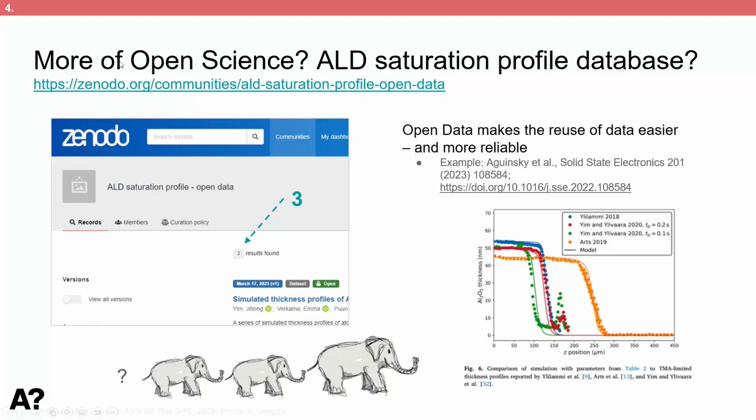There is in zenodo.org, which is CERN's open science database, there is already a community called ALD Saturation Profile Open Data, where anyone can upload their data to Zenodo and then ask to include it in this community.